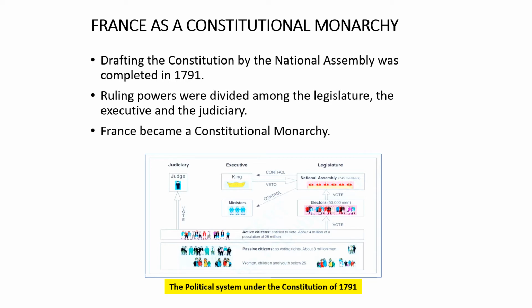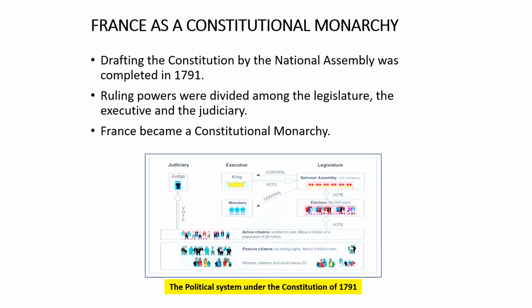This made France a constitutional monarchy. So what is a constitutional monarchy? It is a system of monarchy, that is, an autocracy governed by the king, but his power is limited by the written constitution. We can briefly see how it functions in this picture.